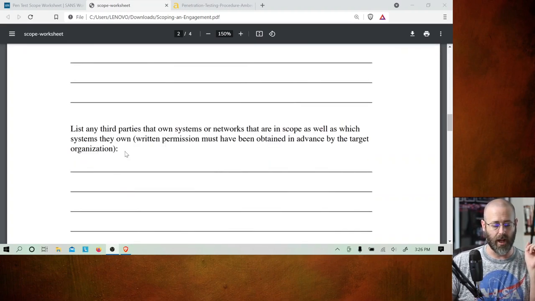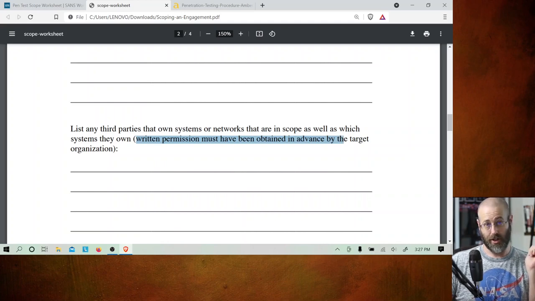All right, now moving on. What do we got next? List any third parties that own systems or networks that are in scope, as well as which systems they own. Aha, look at that. Written permission must have been obtained in advance by the target organization. You don't say. Why is that? Because they don't have the ability to give you permission to test it, right? What comes to my mind is cloud services, right? If they're running things on cloud services, especially infrastructure as a service, am I testing against that infrastructure?